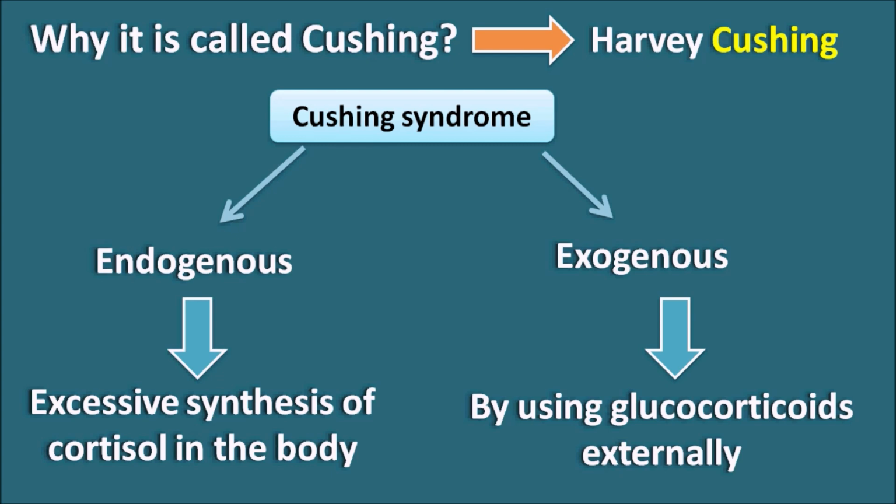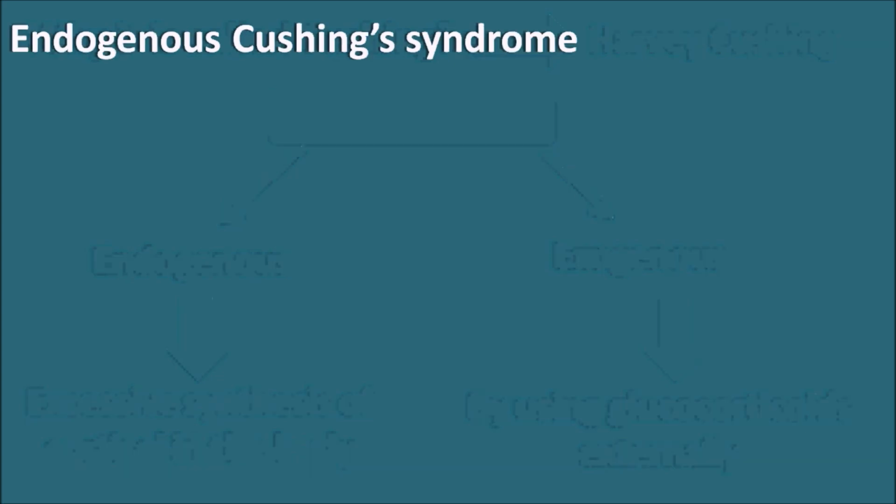But Cushing syndrome can also be caused by a tumor within the body which produces high cortisol levels. Now in this video, let us see what the symptoms of this Cushing syndrome are and how it can be treated. First of all, endogenous Cushing syndrome. This endogenous Cushing syndrome is because of a disorder in the HPA axis.